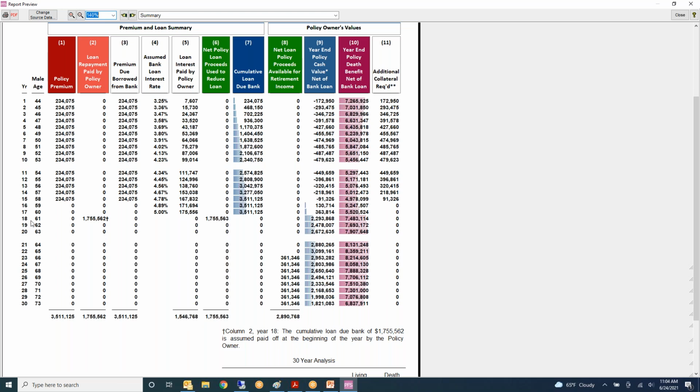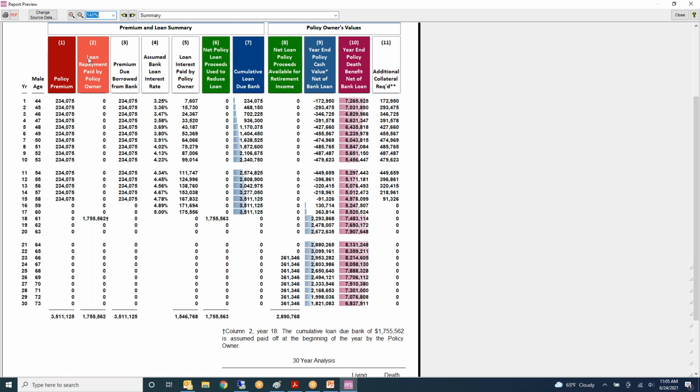And you see in year 18, there is going to be a repayment of the total loan, which is actually 3.5 million, right? It shows up here as cumulative premium. It shows up here, cumulative loan, 3.5, okay? So we are going to have 1.755 loans coming out of the policy. You see here, net policy loan used to reduce the loan, bank loan. So policy loan used to pay back half of the bank loan.